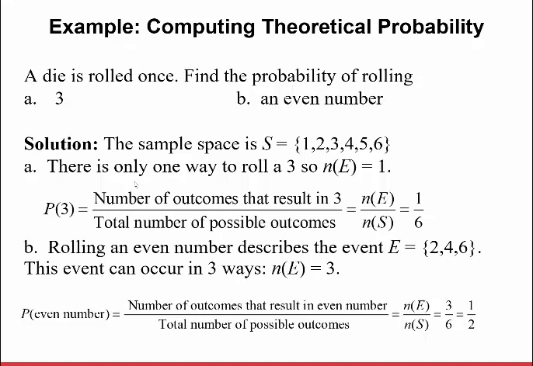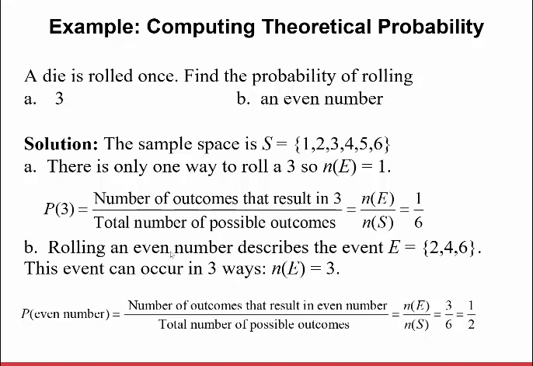So the solution here. First, the sample space is the list of all outcomes. S is equal to 1, 2, 3, 4, 5, and 6. There are 6 outcomes. There's only one way in which you could roll a 3, so the number of ways it could happen is 1. So the probability that you roll a 3 is the number of outcomes that result in a 3, which is one, divided by the total number of possible outcomes, the number of elements in the sample space, which is 6. So the probability is 1/6.